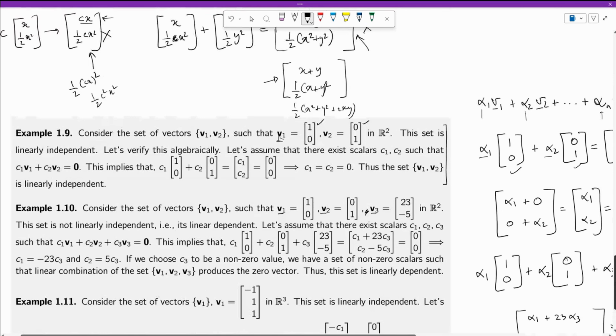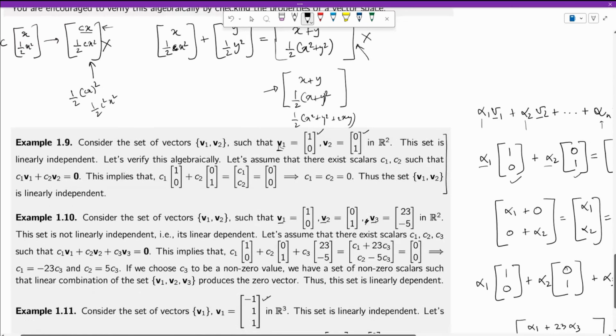Okay, using that argument, now tell me whether this is a set with only one vector from R3. Is this a linearly independent set? Here, just blindly apply the rule. Linear combination equals 0. And then see if you can make an argument about the alpha i's that will produce a 0 vector.